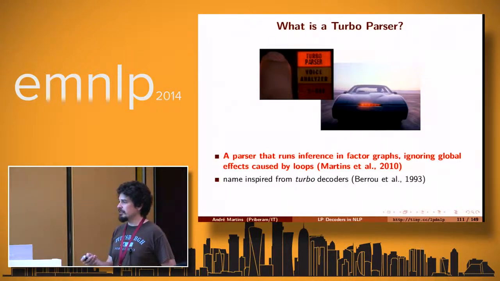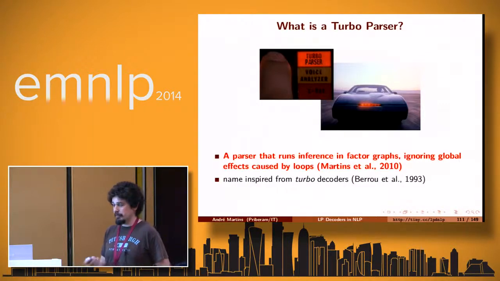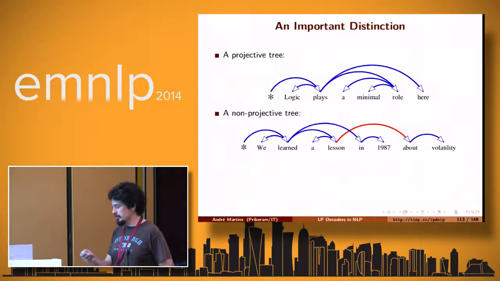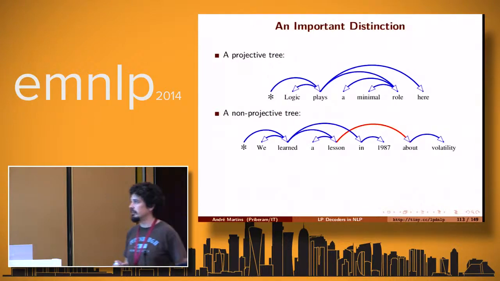And so the idea is to define parsing as a problem on a factor graph, and to run inference ignoring defects caused by the cycles. What we are going to do is to show how we can use AD3 with the active set methods to build turbo parsers that are fast enough. This was a recent short paper at ACL last year.